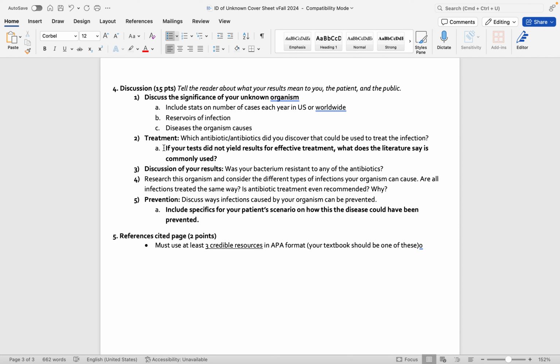Next, you're going to talk about treatment. Which antibiotic or antibiotics did you discover that could be used to treat this infection? If your results did not yield results for effective treatment, what does the literature, what do other scientific studies say is most commonly used or most effective against your organism?